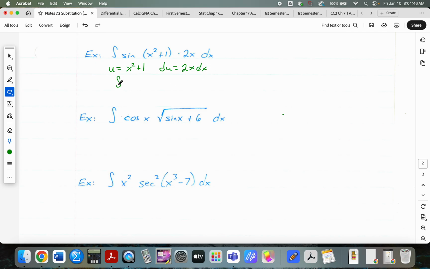So I have the integral of sine of u times du. What is the integral of sine? Or the antiderivative of sine? Negative cosine. Negative cosine, exactly. So that would be negative cosine of u plus a constant, and then we back substitute, unsubstitute. So this would be negative cosine of x squared plus 1 plus c.